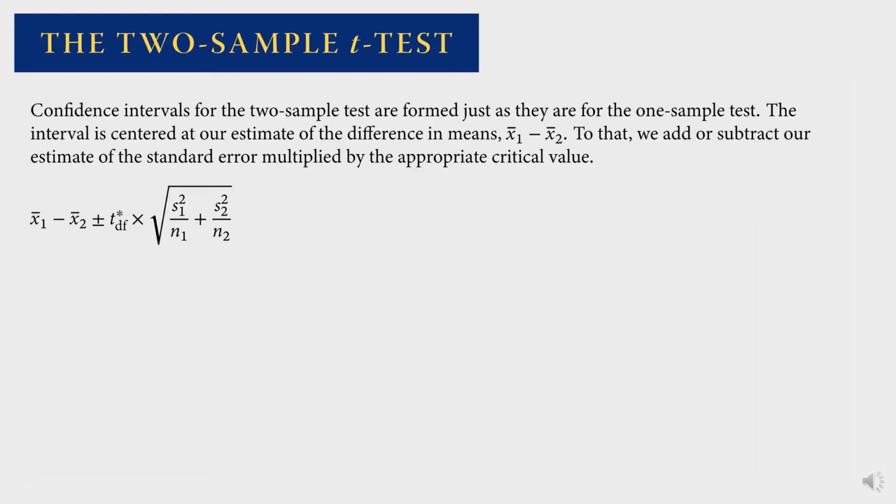And here's how you calculate the confidence interval. It's just like in the one sample case. Our estimate for the difference in population means is the difference in sample means. So our interval is centered at the difference in sample means. Then we find a t-critical value with the appropriate degrees of freedom. Multiply that by the standard error. Add and subtract it to this to get the interval.